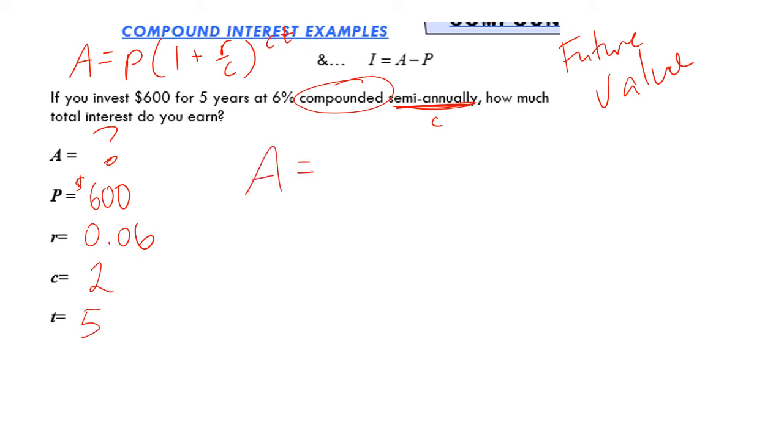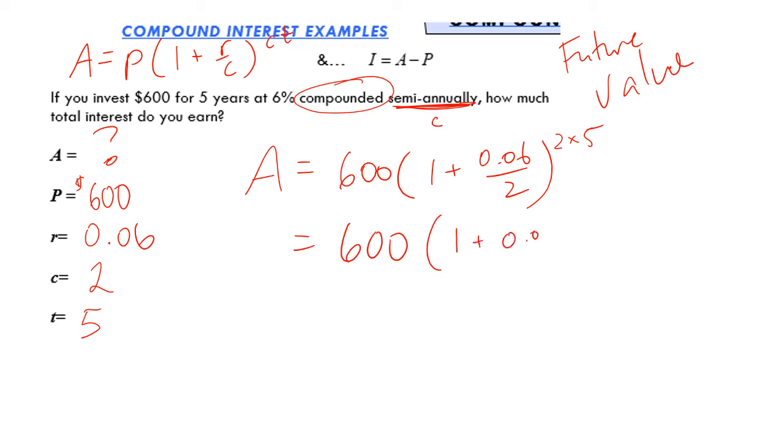Plug and play into our formula. A equals 600, 1 plus 0.06 divided by 2, and then 2 times 5. Make sure you do the exponent calculation first. 2 times 5 is 10. And then enter just like you see it. 600, open bracket, 1 plus 0.06 divided by 2, close bracket, exponent 10. Go to 2 decimal places forever and always for money. So make sure you get the same thing, $806.35. Now that's the final amount.